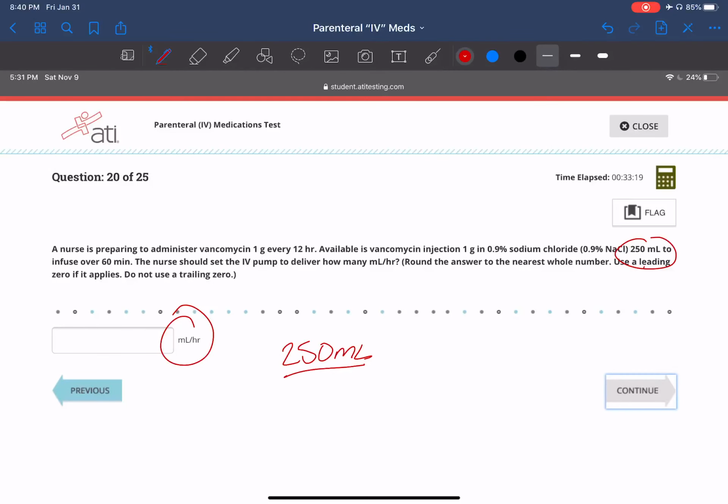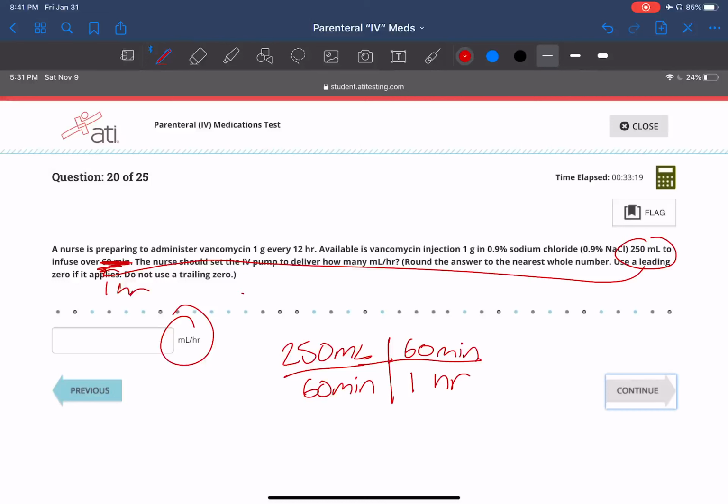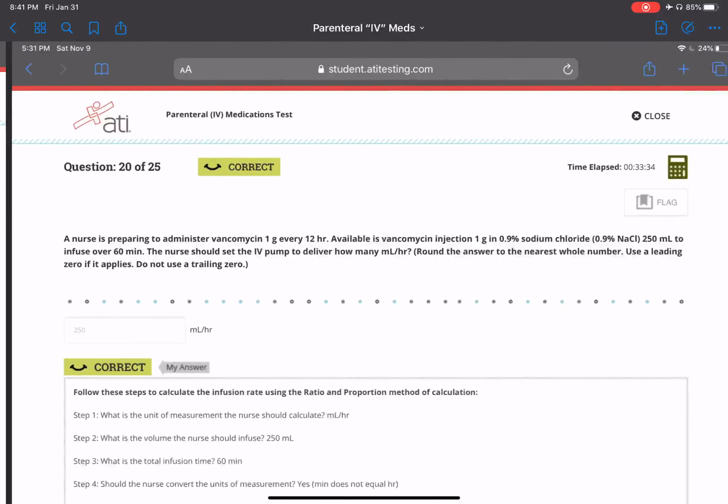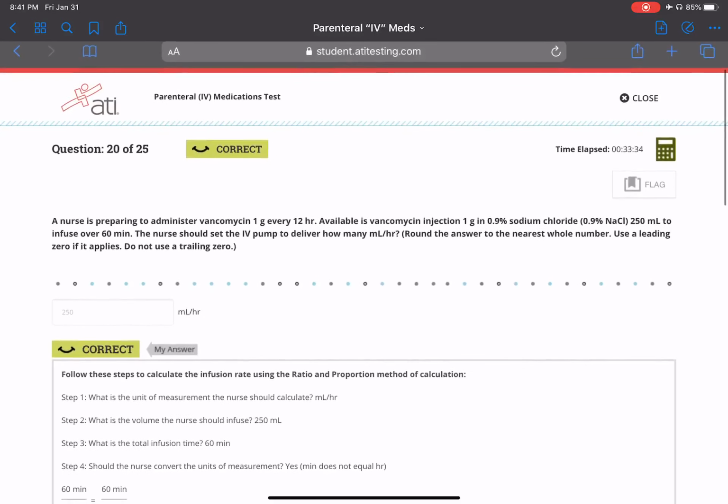And it gives it to us over 60 minutes, which we know 60 minutes is equivalent to 1 hour. So pretty much they already gave you the answer because you can literally just cross this out and put 1 hour, and you know it's already in our answer form. So the answer is going to be 250, but let's do that math. So we have 250 times 60 divided by 60 divided by 1, and you get 250. So that's the answer. Let's double check to make sure. And yes, that's correct.